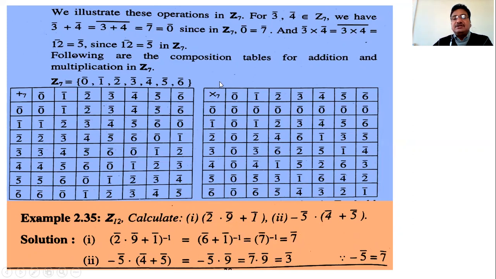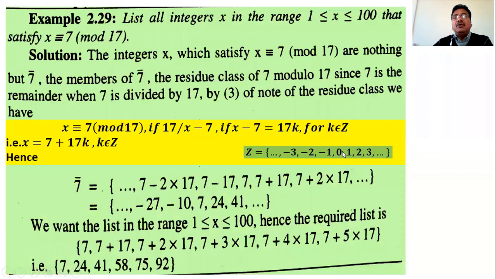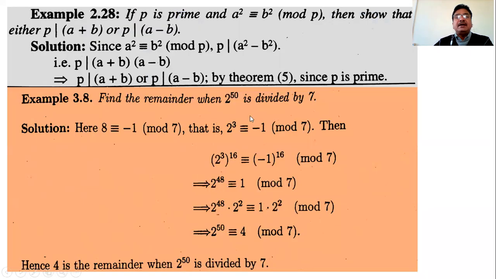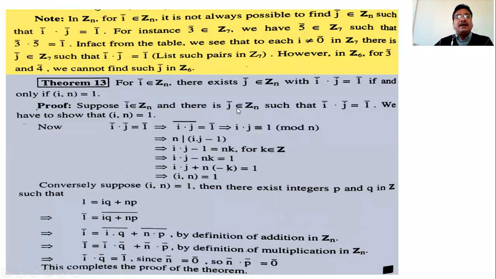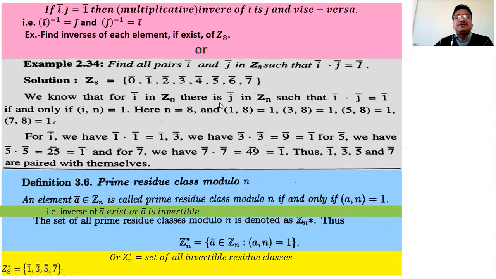Like this, in Z7, what is the inverse of 3 bar? It is 5 bar, because 3 bar into 5 bar is 1 bar. So if I bar into J bar is 1 bar, then I bar and J bar are called inverses of each other. Here is the example: find the inverses of each element, if they exist, of Z8. The inverse of every element of Z8 does not exist.